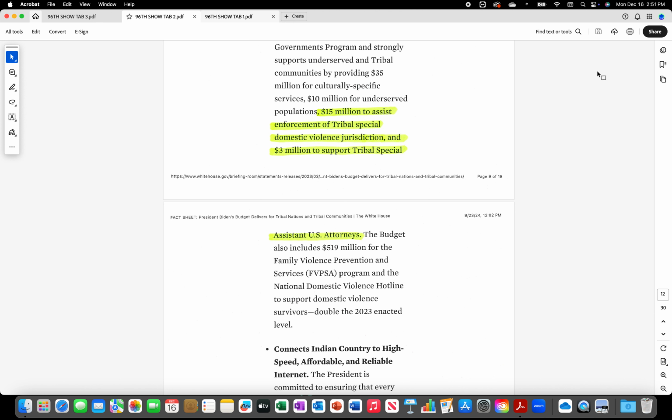You black. 15 million to assist enforcement of tribal special domestic violence jurisdiction and 3 million to support tribal special assistant U.S. attorneys.